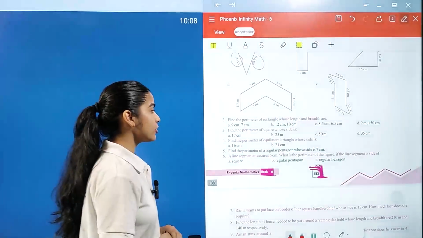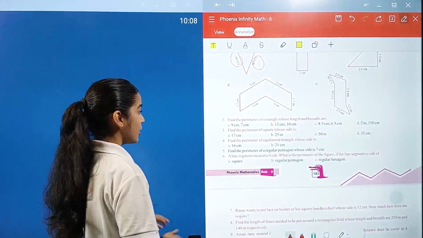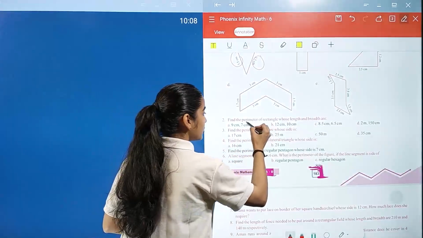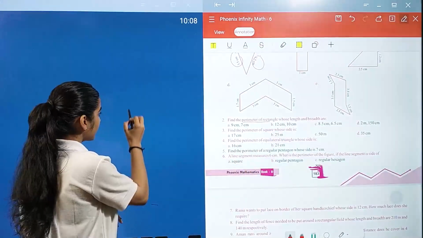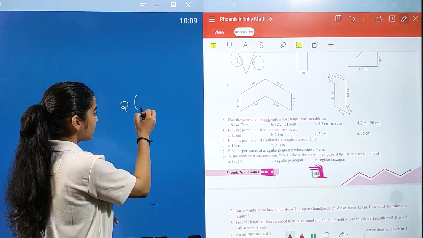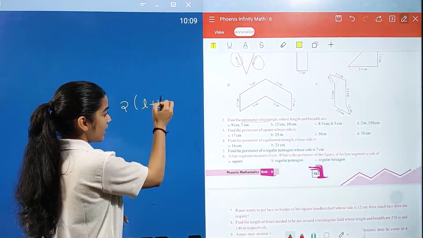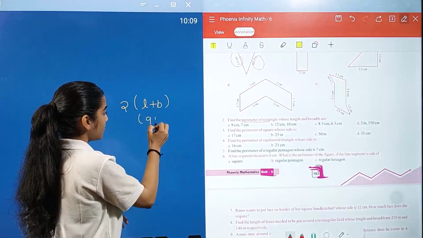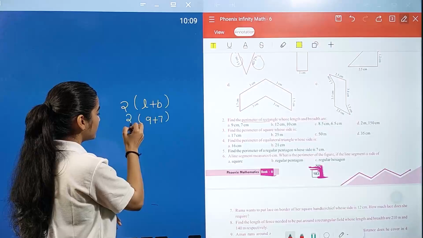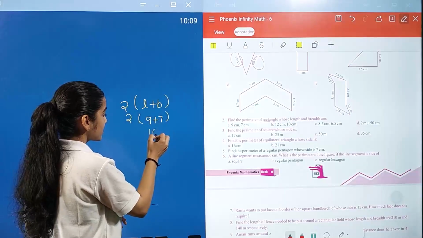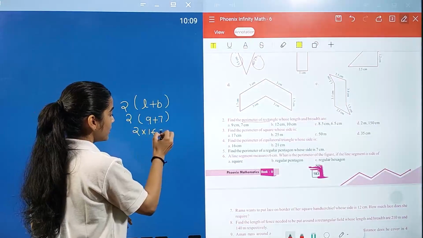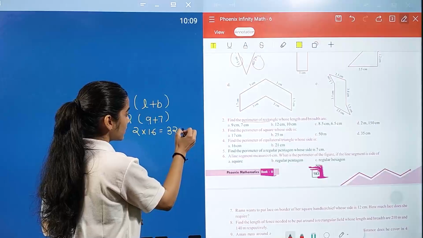Now find the perimeter of a rectangle whose length and breadth are given. So we have to find out the perimeter of the rectangle. First of all, we write the formula: 2 multiplied by (L plus B). For L and B we have 9 plus 7 and we have to multiply with 2. 9 plus 7 is 16. 16 multiplied by 2 is equal to 32 centimeter.